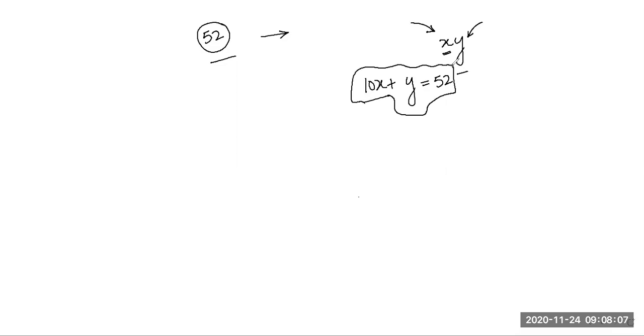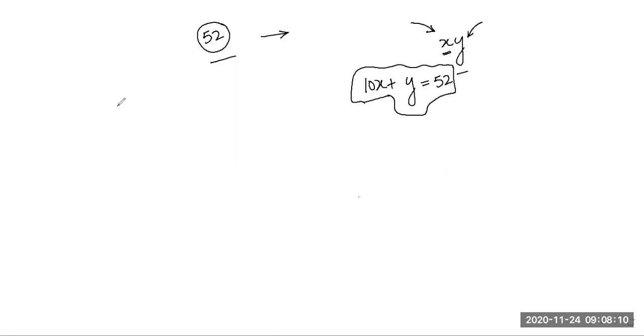So I will assume xy is the number. Now y is the unit place of the number. X is the tens place. So what is the value of x? 10x. What is the value of y? y. If I add this, 10x plus y is equal to 52. This will be the linear equation representing this statement.